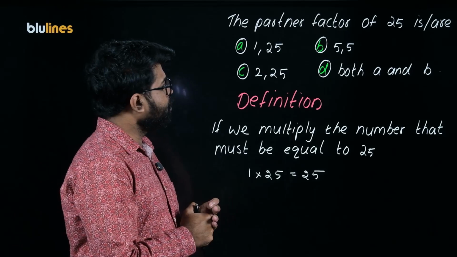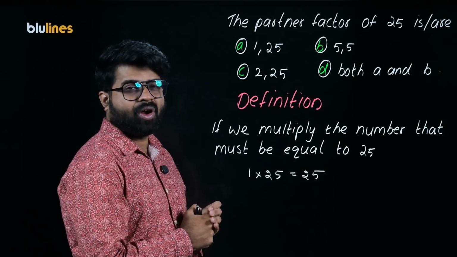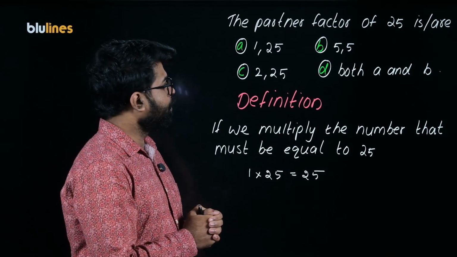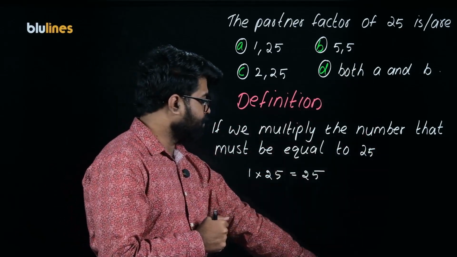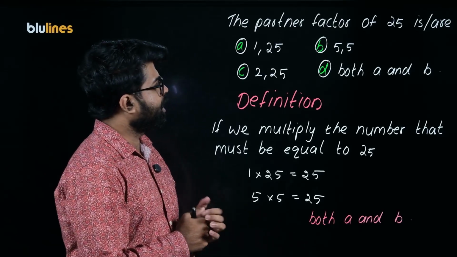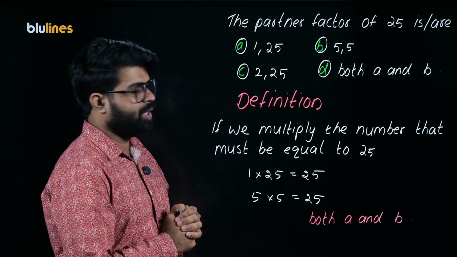If we multiply 2 with 25, we have 50, which is not a factor itself. Of course, 2 is also not a factor of 25. So our option is both A and B. If you multiply 5 with 5, we have 25. So the correct option is option A and B.